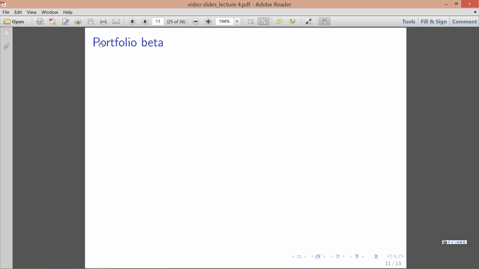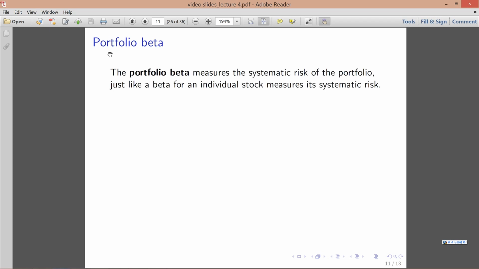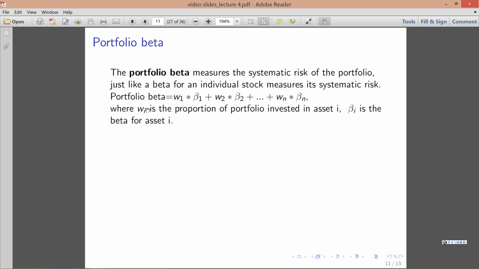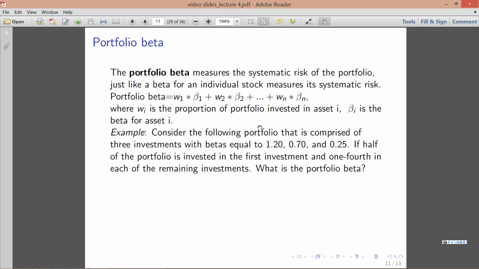Now that we know how to calculate beta for a single asset, the next question is, what about the portfolio beta? The portfolio beta measures the systematic risk of a portfolio. It simply equals the weighted average beta of individual assets. The W's are the weights, and the betas are the individual assets' betas.